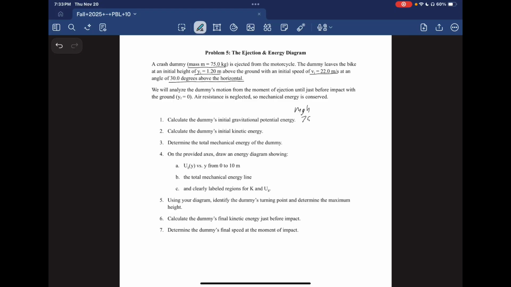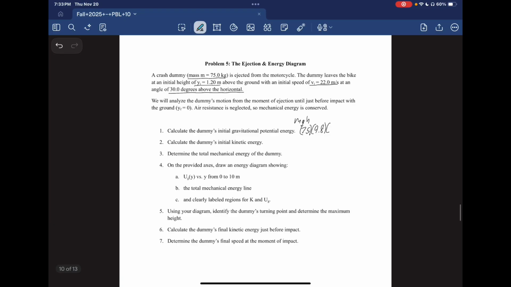The formula for this is mgh. So we have 75 times 9.8 for gravity times the height. The initial height is 1.2. And then this equals 882 joules. For initial kinetic energy, we use the formula 1/2 mv squared.